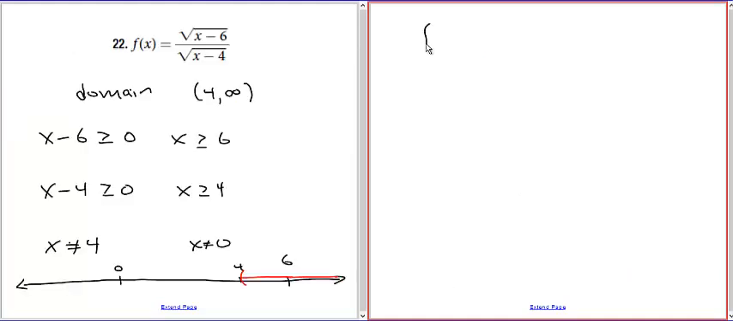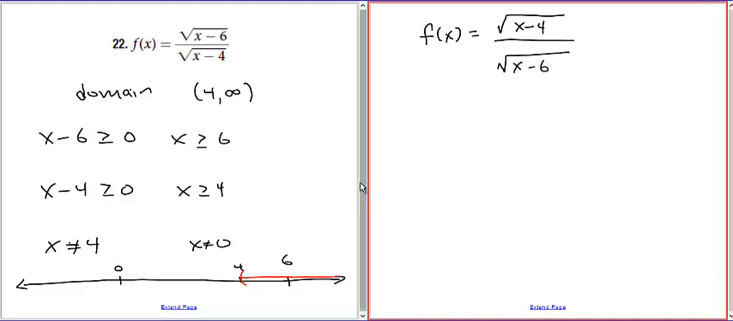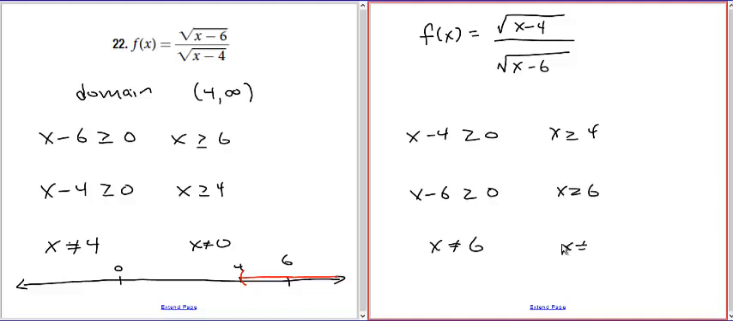And let's just look at what would happen if we switched the numerator and the denominator. Like that. So what would happen here is the numerator is saying that x minus 4 has to be greater than 0. The denominator says x minus 6 has to be greater than 0. And the denominator says that x cannot equal 6. So what I've done is, you can see I've switched these things. So again, this is because this argument has to be positive. This one has to be positive as well. So you get x is greater than or equal to 4. If you solve for x, x has to be greater than or equal to 6, but x cannot equal 6.